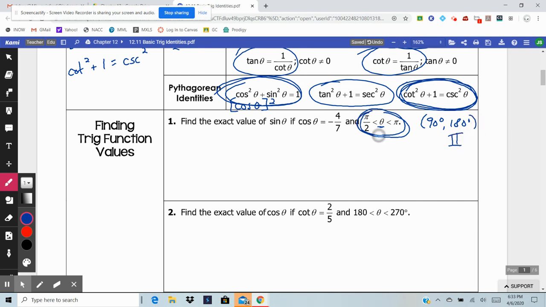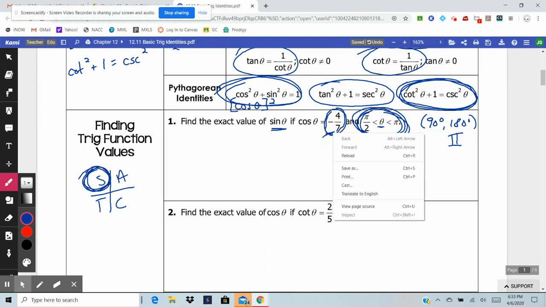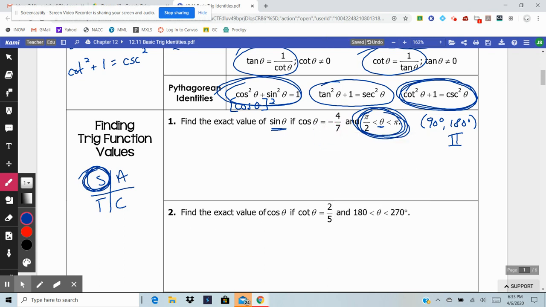Now, let me explain. The whole purpose of this is simply to tell you if your answer is going to be positive or negative, because we know back from the unit circle, all students take calculus, that if you're in the second quadrant, sine is a positive value. We know that in the second quadrant, sine is all that's positive. Cosine and tangent would be negative, as you see here. Cosine is negative, tangent would be negative, but our sine value is going to be positive here. So that's going to tell us if our answer is positive or negative. That's all that does.